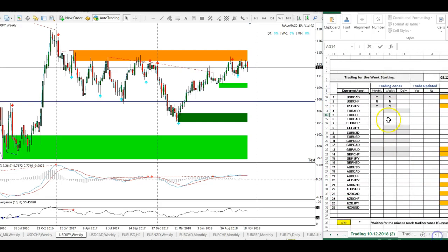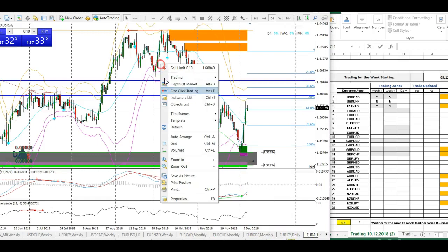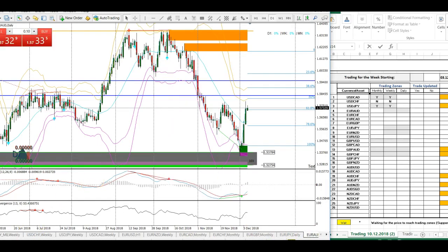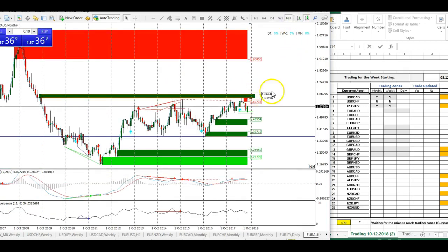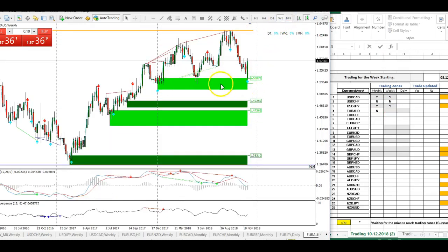Okay, so the next asset is Euro Aussie, and this is a trade that's actually just happened this week. But as always, we're going to the monthly. And we're not in the monthly area, so we'll just put in there no. So next we'll move down to the weekly. Are we at a weekly? We were at a weekly here. You can see this week we are at a weekly. We'll do yes. This is how we trade day trades, or trades that happen over a few days.